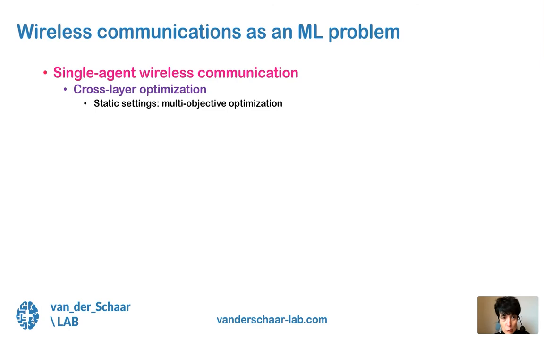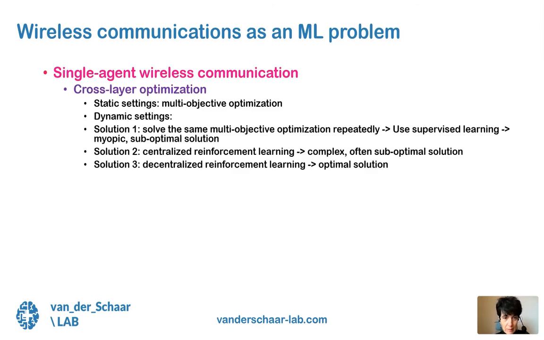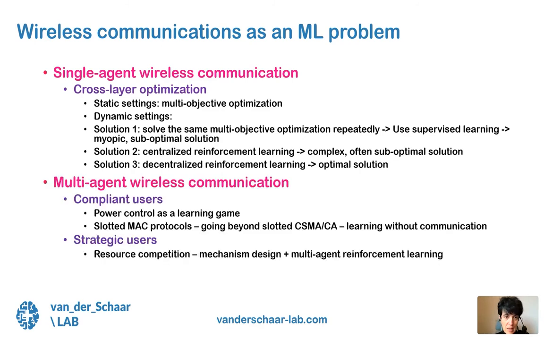I have started to formalize wireless communication in the single agent setting as a cross-layer optimization problem, a multi-objective optimization problem. This will represent the beginning part of this tutorial. Then I'm going to move to the dynamic setting.